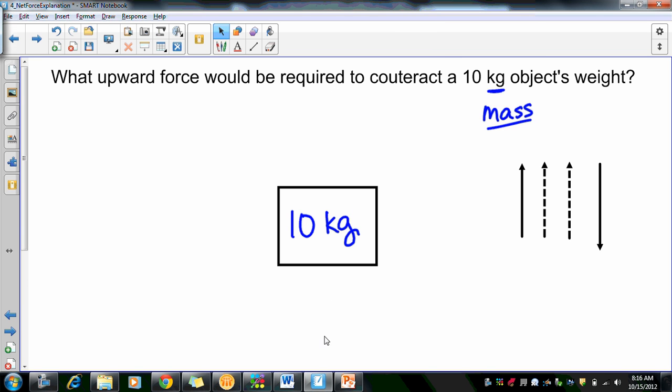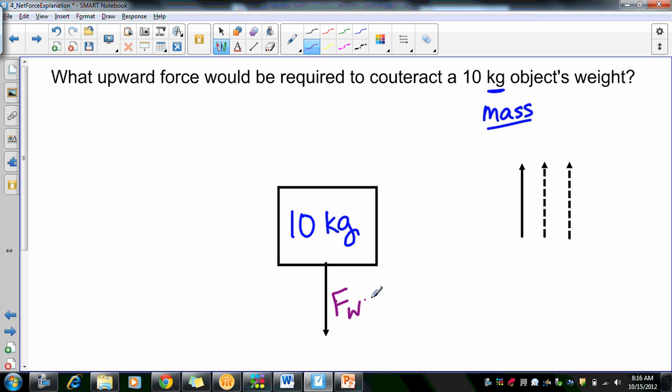So which direction does weight go? Weight goes down. It's the force due to gravity. So it's a downward arrow. And then how do we find the weight? Weight equals mg. So m is 10, g is 9.8, and so we get a weight of 98 newtons.